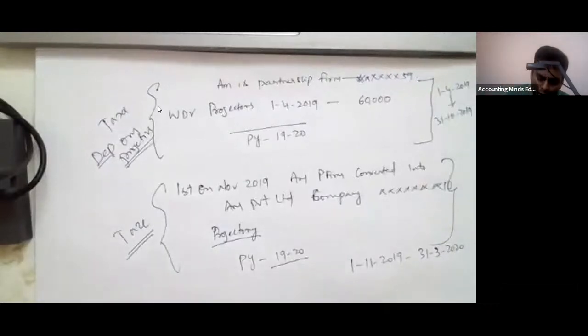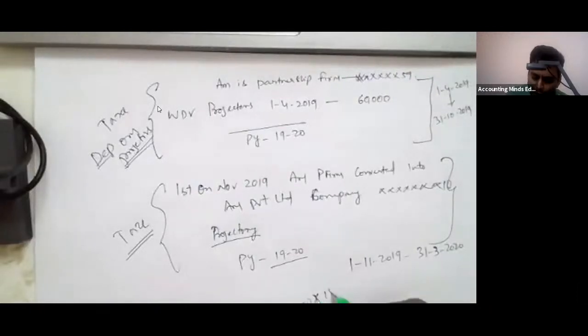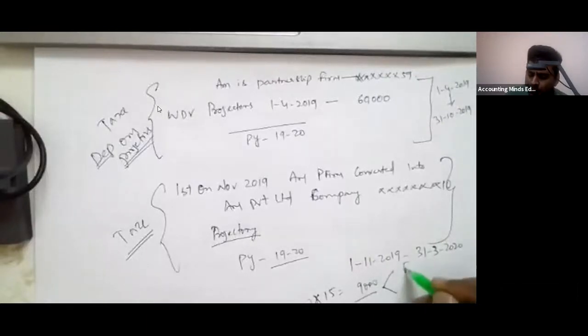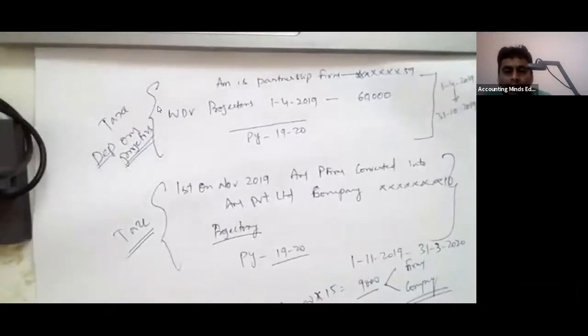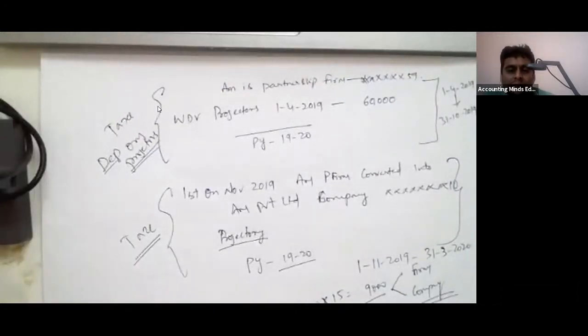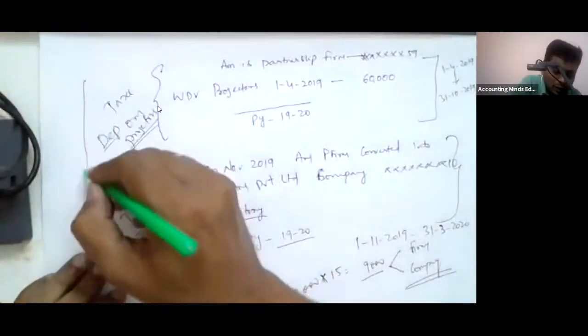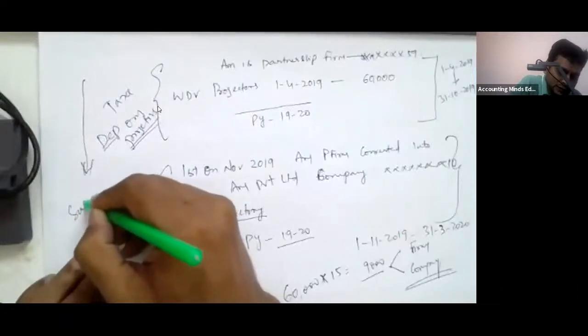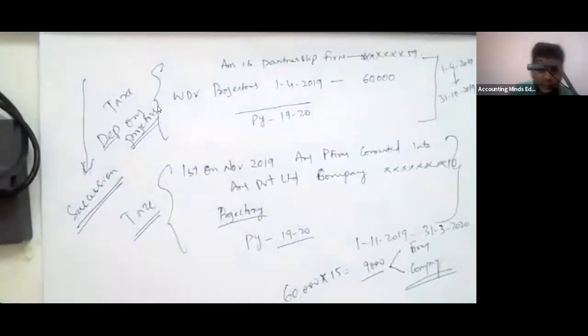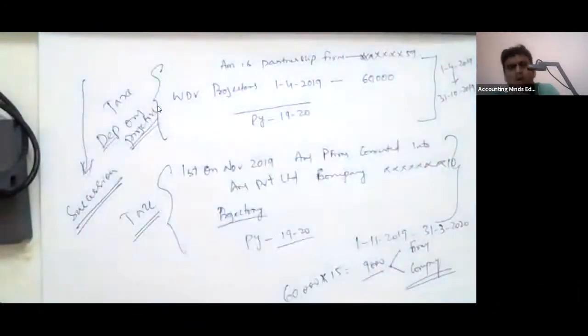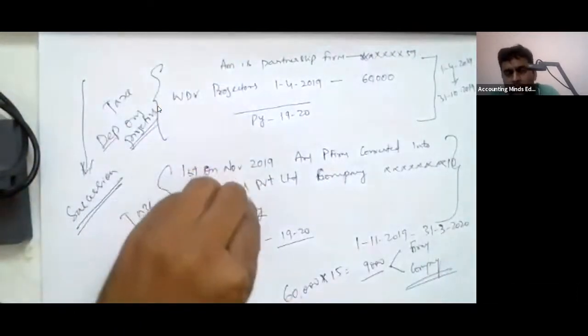So pretty simple. On 60,000, you calculate 15%. That is how much? 9,000. 9,000 depreciation you split between the firm and the company. Guys, getting it? Make sense? Yes, sir. Now, here you should understand that this is not a normal case. This is a case of succession. Succession means the same firm got converted into a company. Are you following it? This Accounting Minds firm is not separate from the company, and both are the same only.